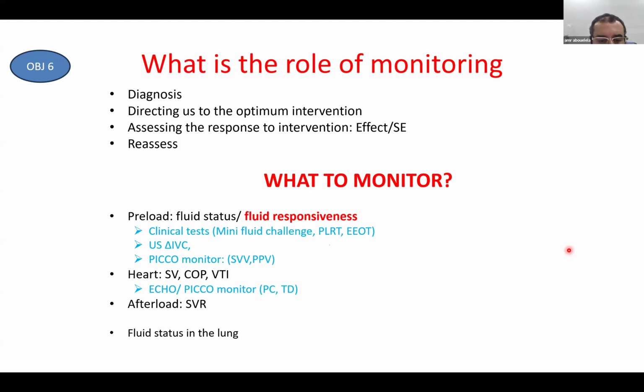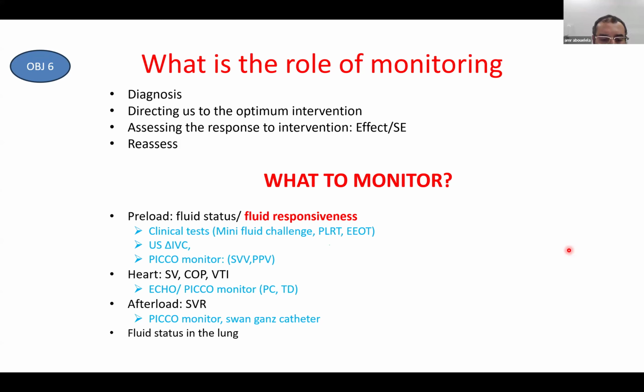And for the afterload, to check the systemic vascular resistance, we have two main monitoring tools, which are the PICO monitor again, or the Swan-Ganz. And as you know, the Swan-Ganz is not widely used nowadays because of many data regarding the use of the Swan-Ganz and increasing mortality. Even the experience of the staff now with using the Swan-Ganz is declining, and it's not used anymore as a routine practice in our ICUs.